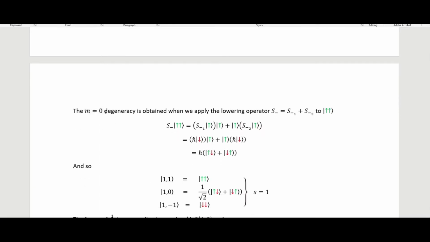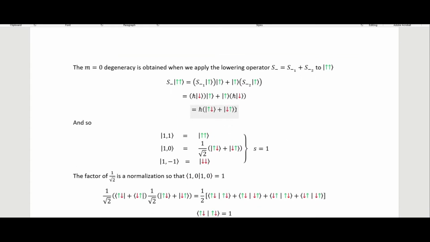So this m equals 0 degeneracy is obtained when we apply the lowering operator to the spin up. So we end up with this right here, and so we end up with this degenerate one where you can have spin up and spin down, or you can have spin down and spin up.